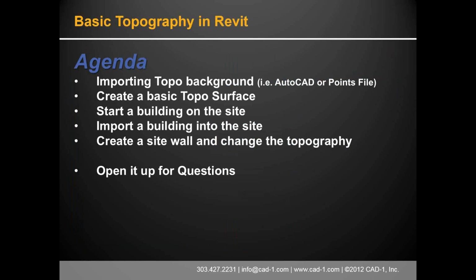So I'll be going through these steps: importing a topo, the background, like you would. So it might be a CAD file or points file. And then creating the basic topo surface, starting a building on the site, and then importing a building to that same site so we can show how we can do it both ways, or how I could export that building. I'll give you a real quick way of doing that. And then creating a site wall and kind of changing topography, so some basic site manipulations and other pointers on top of that. So that's the overview, and then after that we'll be doing questions.